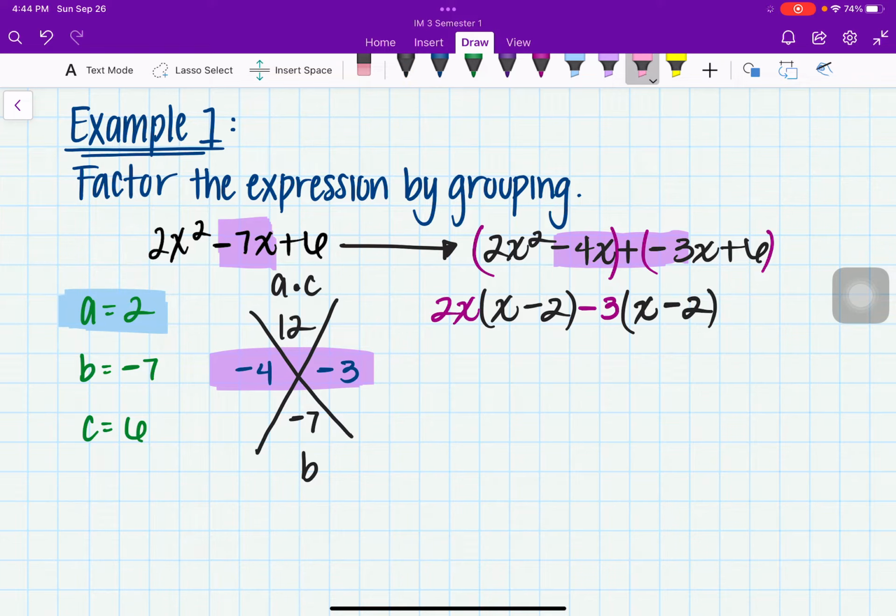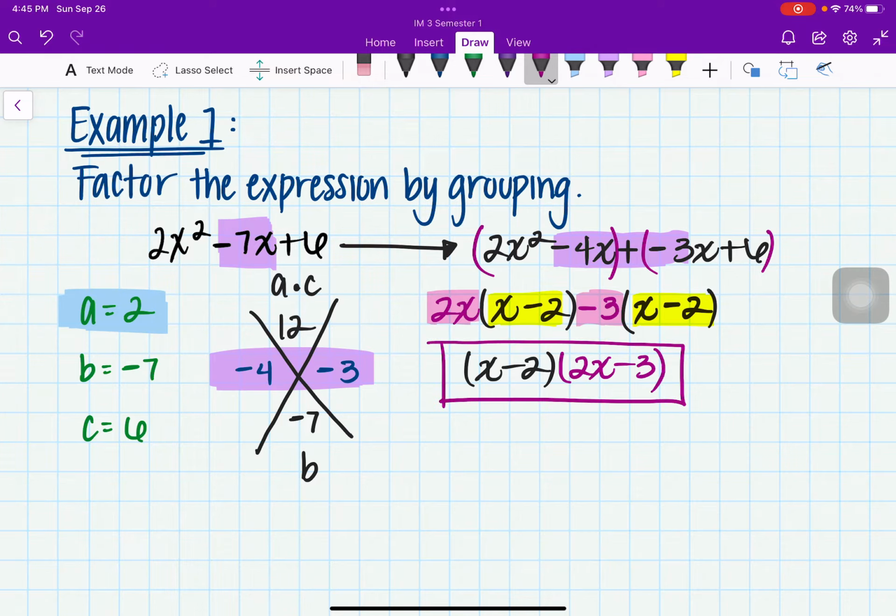From here, we see what they have in common, and they both have x minus 2 in common. So that's going to become one binomial. And then the 2x minus 3 is going to become our second binomial. So we have x minus a 2, and then we have 2x minus a 3. And this here is our answer. That is our answer.